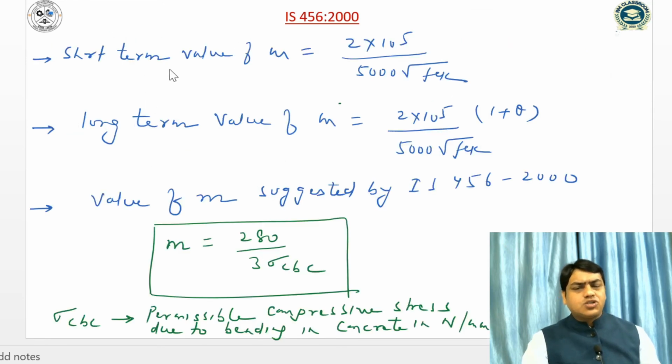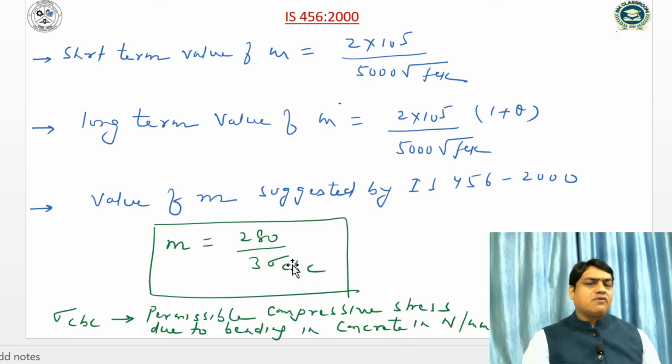So here I have written the short term value of m, that is 2 into 10 to the power 5 divided by 5000 square root of fck. Long term value means putting the long term Young's modulus of elasticity of concrete, that is 5000 square root of fck divided by 1 plus theta, where theta is the creep coefficient. But the code suggests the value of m as 280 by 3 sigma cbc, where sigma cbc is the permissible compressive stress due to bending in concrete in Newton per mm square.